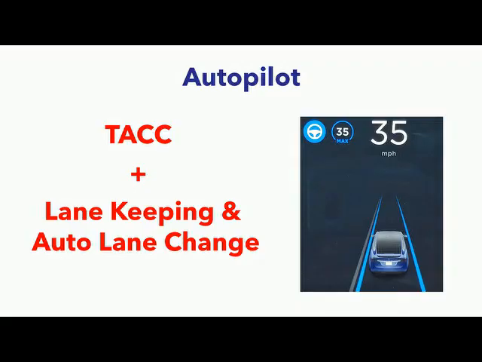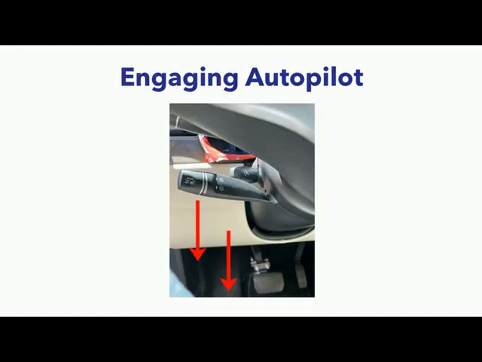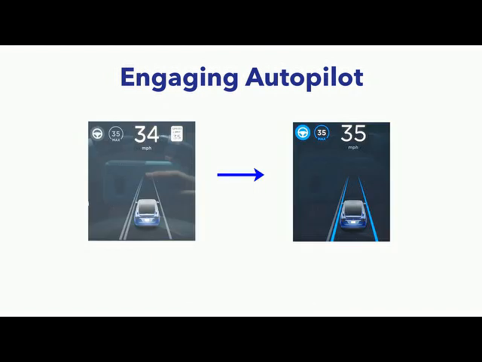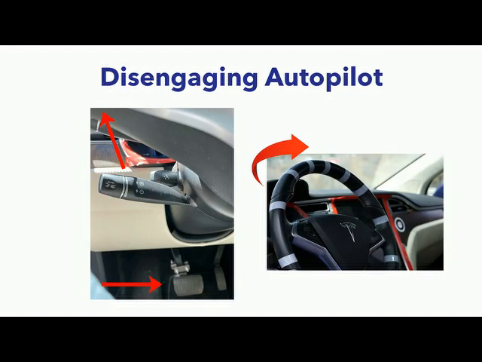Autopilot. To engage the autopilot, which includes the TAC feature along with lane keeping and automatic lane change, pull the automation stalk towards you twice. You'll hear this sound. When autopilot is available, a gray steering wheel icon will appear on your display next to the speedometer. When autopilot is engaged, that icon will turn blue. Autopilot can be disengaged by either pressing the automation stalk away from you, pressing the brake, or manually or forcibly moving the steering wheel. When autopilot disengages, you'll hear this sound.